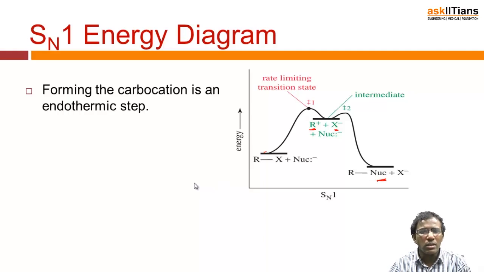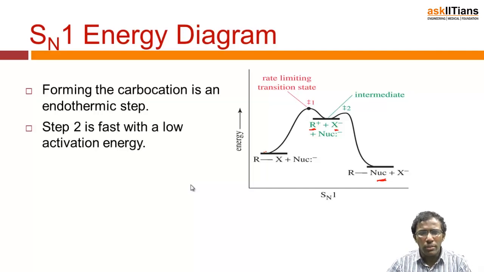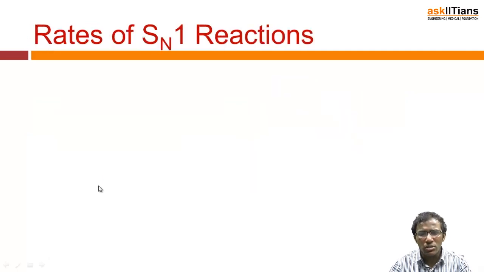Forming the carbocation is an endothermic step. Here we need to break the bond, so we need to supply energy, so that will be endothermic and the slowest one. And the second step is fast. The nucleophile will rapidly attack the carbocation. So step 2 is fast with low activation energy, and step 1 is slow with high activation energy.